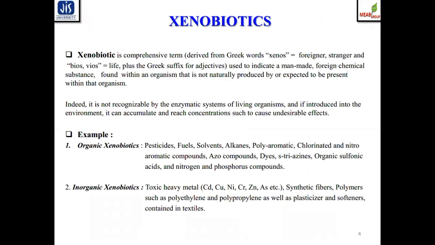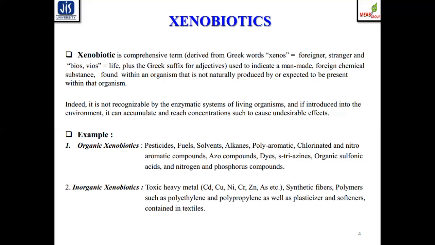So we will be talking about xenobiotics and their impact. Xenobiotic is a comprehensive term derived from the Greek word xenos, which means the foreigner or the stranger, and bios, which means life. It is used to indicate a man-made foreign chemical substance found within an organism that is not naturally produced by or expected to be present within that organism. Indeed, it is not recognizable by the enzymatic system of living organisms, and if introduced into the environment, it can accumulate and reach certain concentrations to cause undesirable effects.